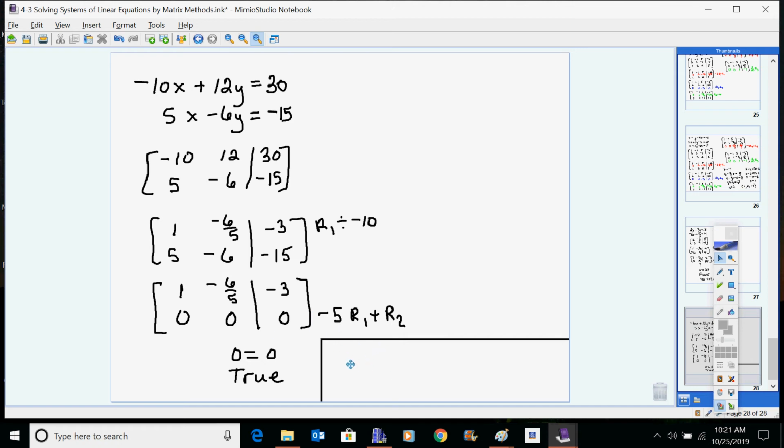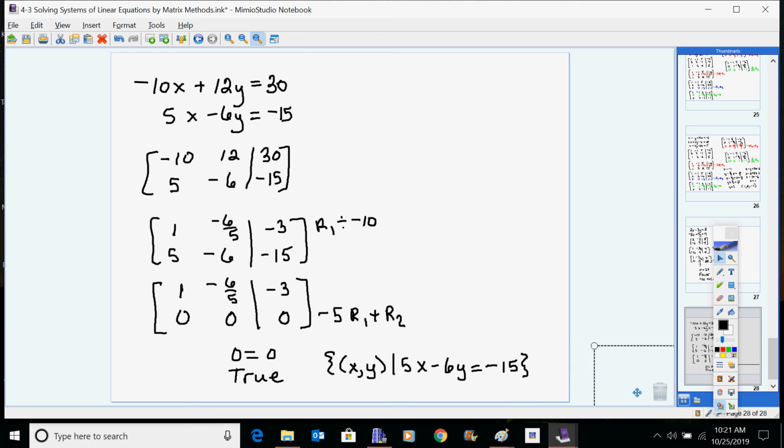And since there's infinite solutions, the way we write that now is the set of all values x, y. The line means such that. And then you can pick either one of them since they're really the same equation. I picked the bottom one just because it's a little bit more simplified, but either one would be fine. 5x minus 6y equals -15. And so we have that. So the truths end up being that the two equations are just the same, and the false ends up that there's no solution. That's just simply for the 2 by 3.